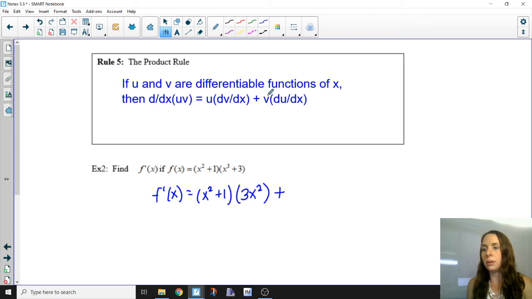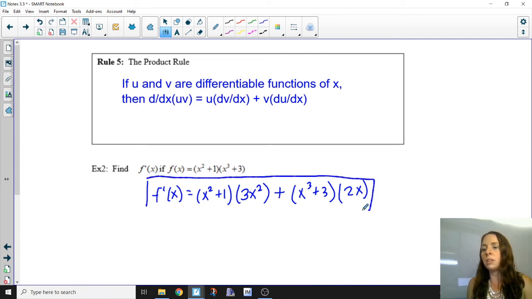Plus, always plus, the second function times the derivative of the first function. The derivative of x squared plus 1 is 2x, because again, the derivative of 1 goes to 0. And that's it. That's your answer. It looks a mess, right? It could definitely be written in a simpler form, but it is what it is.